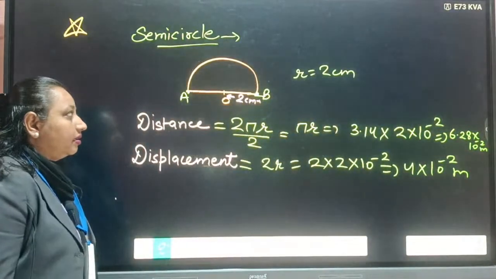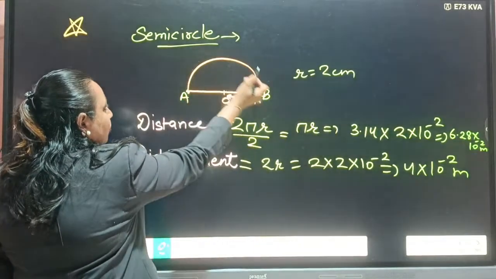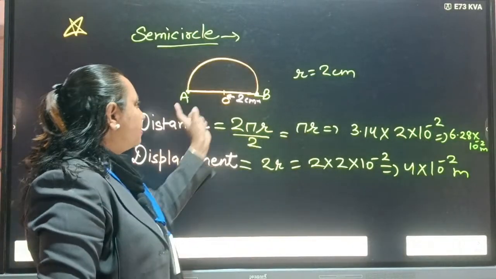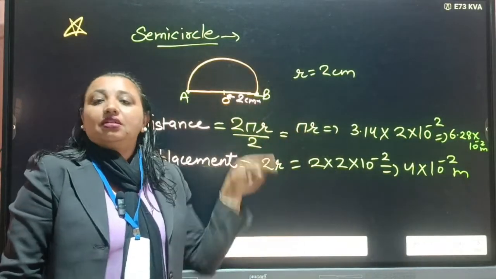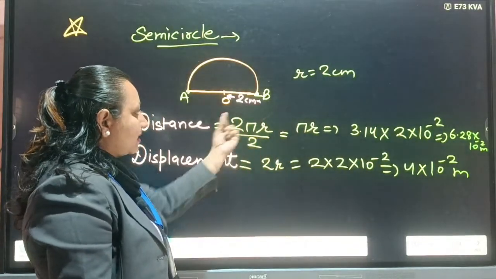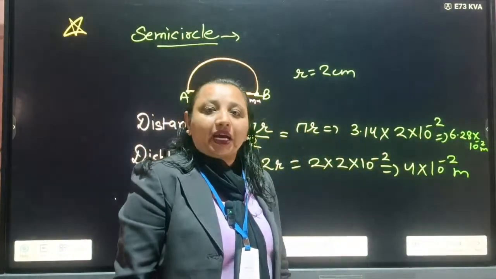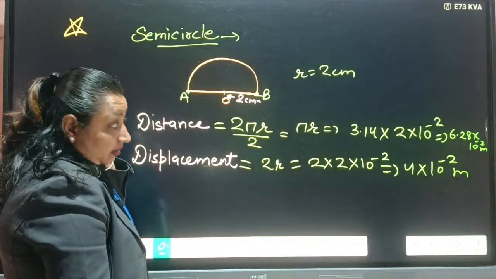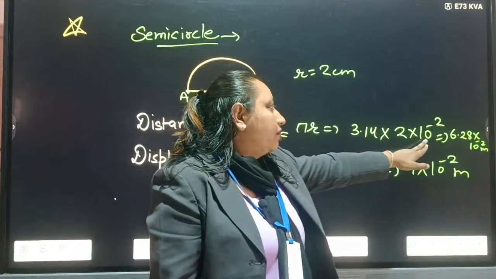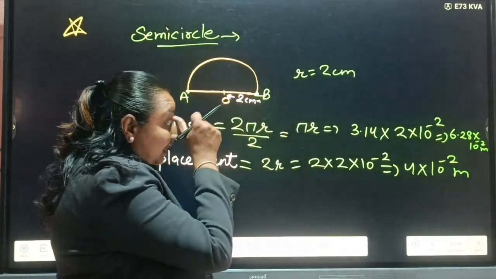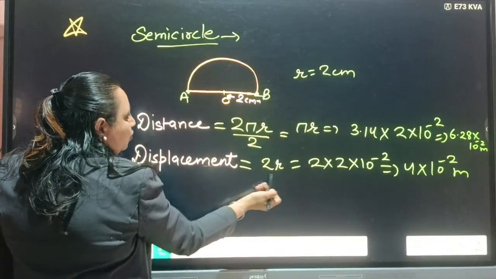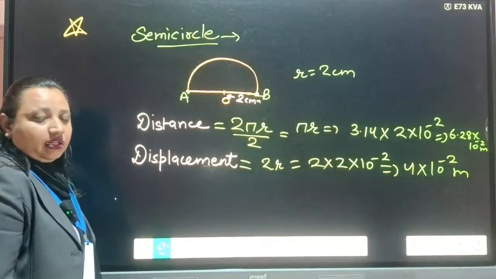This is a semicircle. The object starts its motion from point A to point B. Its radius is 2 centimeter. Distance in this case: for a circle the circumference is 2 pi r, and in a semicircle, it is 2 pi r by 2. The 2 is cancelled out with 2, so it is pi r. We can put the value of pi and r, with r in centimeter converted into meters. So pi into r is the distance. Similarly, displacement is the shortest path between initial and final points, it is 2r, with the value of r in meters.